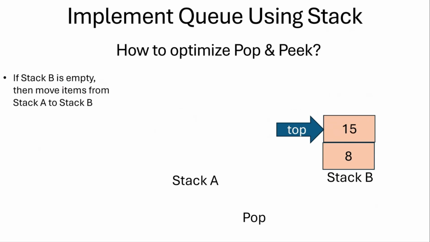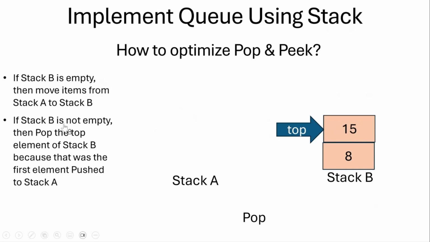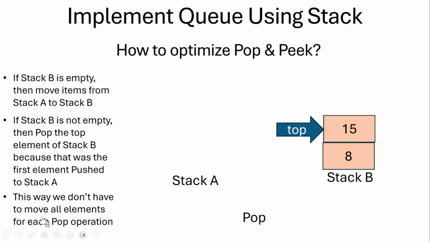So if stack B is empty, then move items from stack A to stack B. If stack B is not empty, then pop the top element of stack B, because that was the first element pushed to stack A. This way we don't have to move all the elements for each pop operation. First time only we have to move the elements from stack A to stack B. Next time we can just give the top of stack B. So basically stack A is acting as an input stack where we push the elements, and stack B is acting as an output stack from where we are removing the elements.